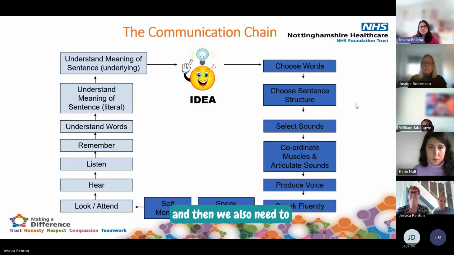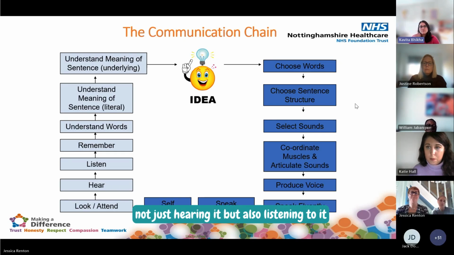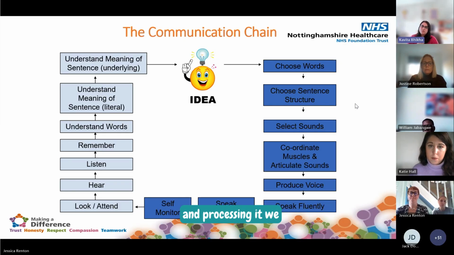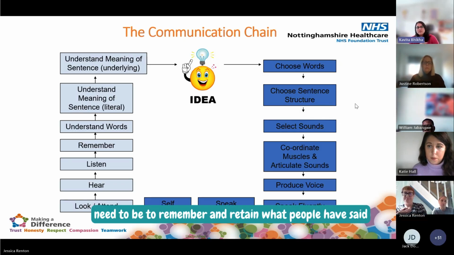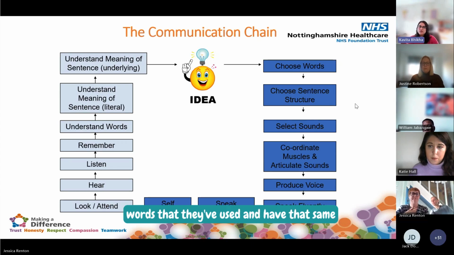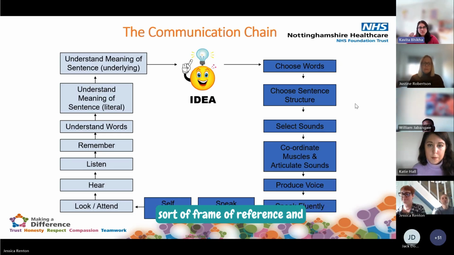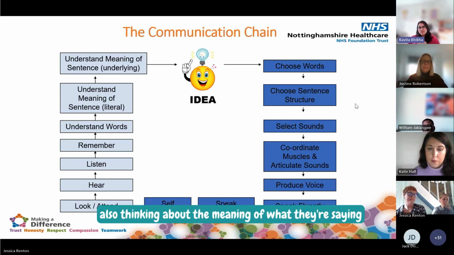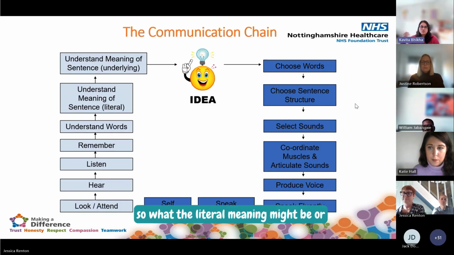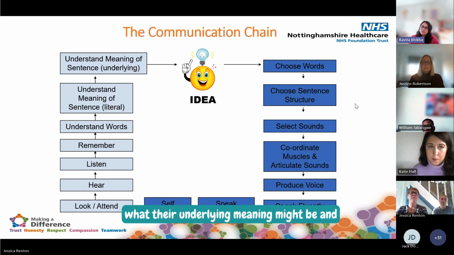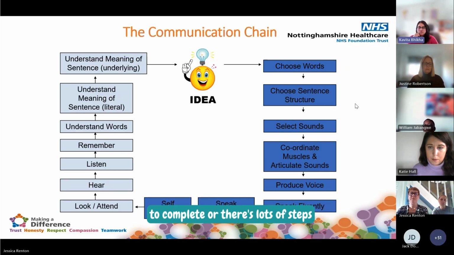And then we also need to pay attention and look towards our communication partner. We need to be able to hear. So having that ability, and also not just hearing it, but also listening to it and processing it. We need to be able to remember and retain what people have said. We also need to know what they're meaning by the words that they've used and have that same frame of reference. And also thinking about the meaning of what they're saying. So what the literal meaning might be or what their underlying meaning might be, and the hints and also non-verbal communication that they're using.